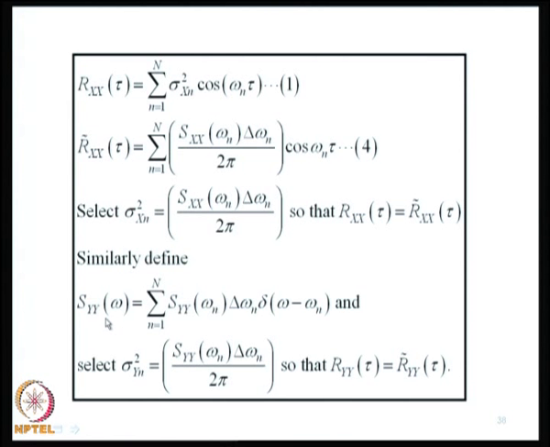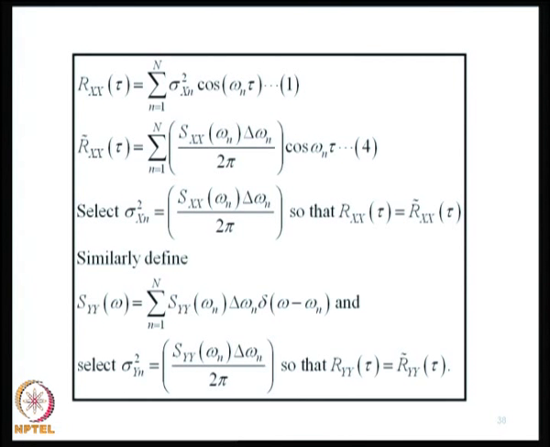Now, similarly, Syy of omega I define in a series like this, the power spectral density function, and if I select sigma yn square to be given by this, I can show that the Fourier transform of this, which is R tilde yy of tau, will match with the target autocovariance of y. This is exactly similar to what we did for x of t.